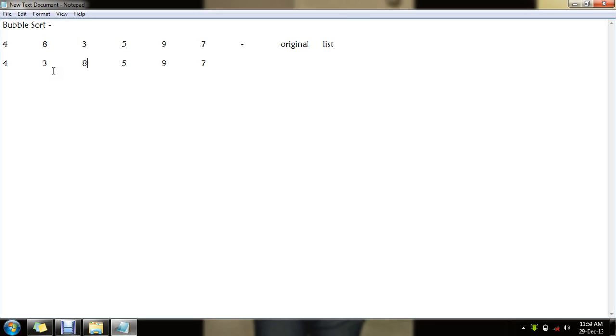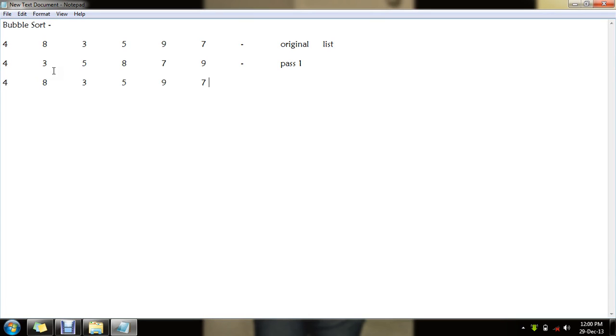Now 8 is compared with 5. Again 8 is bigger than 5, so 5 gets replaced with 8, 8 gets replaced with 5. 8 and 9 are compared now. As 9 is bigger, no swapping takes place. Now 9 and 7 are compared, so 9 is bigger, so it gets swapped with 7. So this is the position of the list after pass 1.